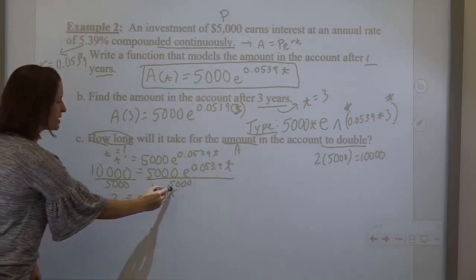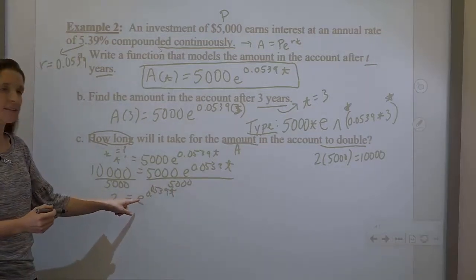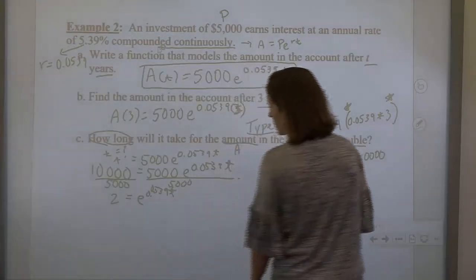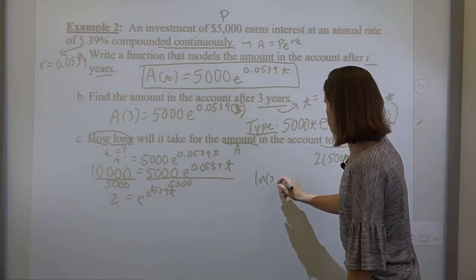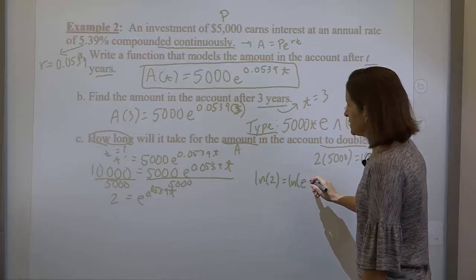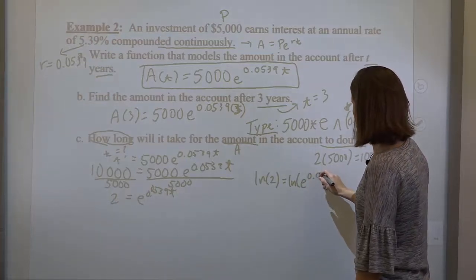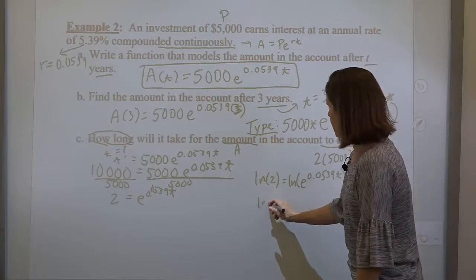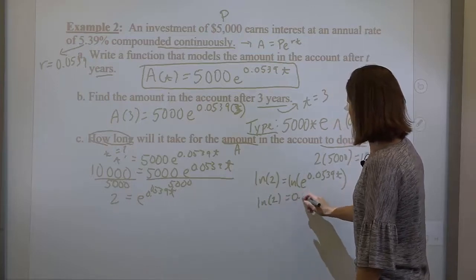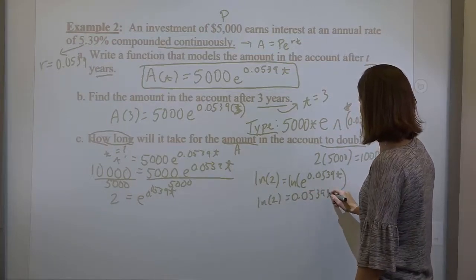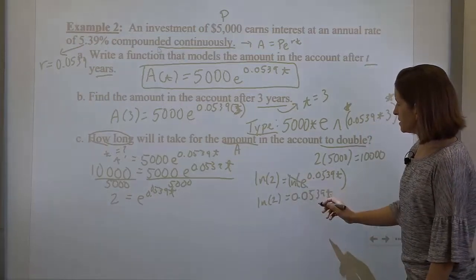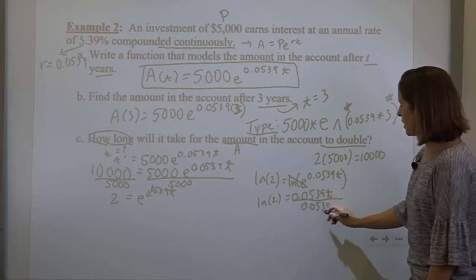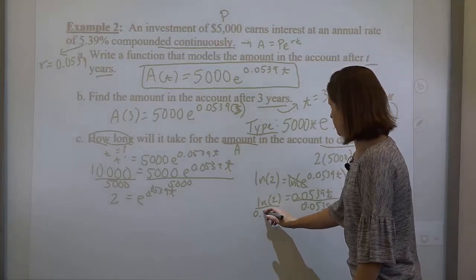Now I need to get t completely by itself. If it's stuck up in an exponent, then we need the inverse of e, which is ln, the log base e, to undo it. So that's going to be the last step there, to take the ln of both sides. ln is the inverse, so it undoes the e. So over here we have ln of 2, and over here we have 0.0539t. And our very last step, because the ln and the e undid each other, is to divide to get t completely by itself. So no calculus here, all algebra and pre-calculus.